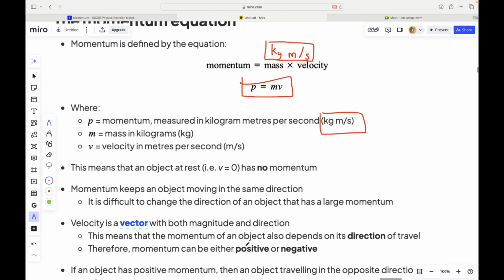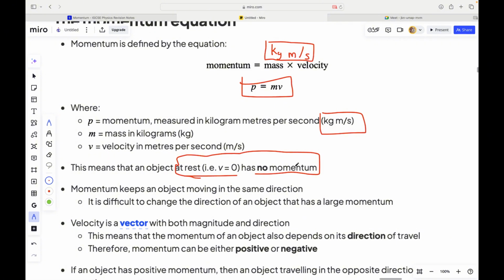Now we say objects at rest do not have momentum because their speed is 0. If your speed is 0, if you are at rest, your momentum is 0. Remember, momentum is mass times velocity, and velocity is the same as speed. The only difference is that one is a vector, the other is a scalar quantity. So when your speed is 0 and your velocity is 0, your momentum is also 0.